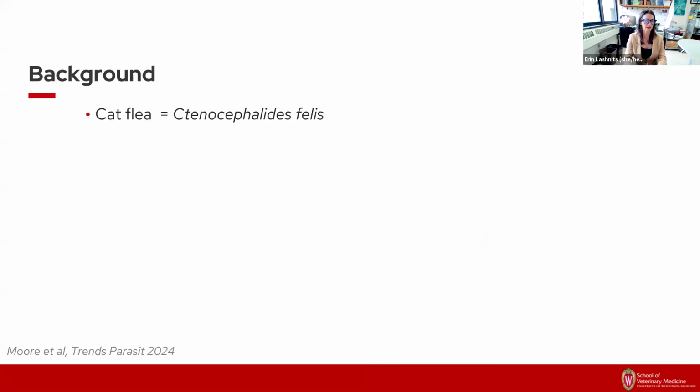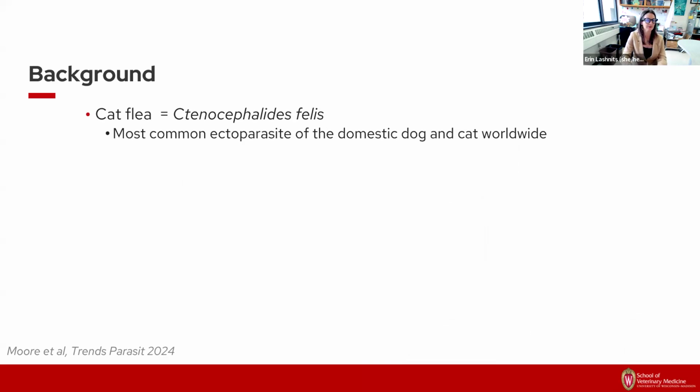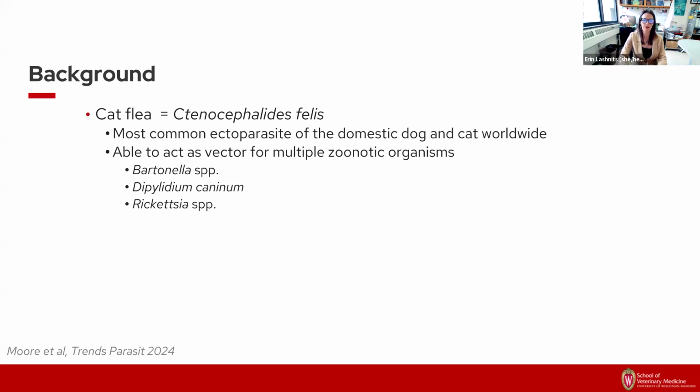So in terms of background, the first thing I should introduce to you all is the cat flea. The cat flea is Ctenocephalides felis, so I'll probably just say cat flea. You'll see this abbreviated as C. felis as well. C. felis is the most common ectoparasite of domestic dogs and domestic cats worldwide. It's able to act as a vector for multiple zoonotic organisms. The main ones that we think about are two bacteria, Bartonella species and Rickettsia species, and then a tapeworm, Dipylidium caninum, which is the cat and dog tapeworm.